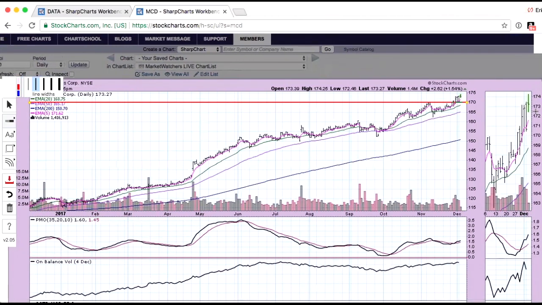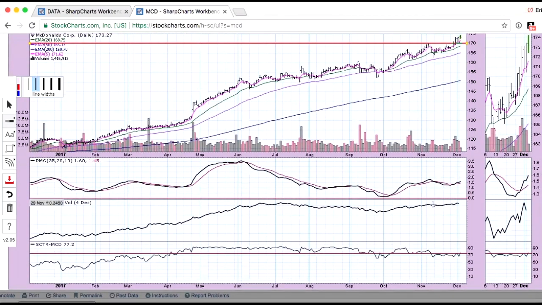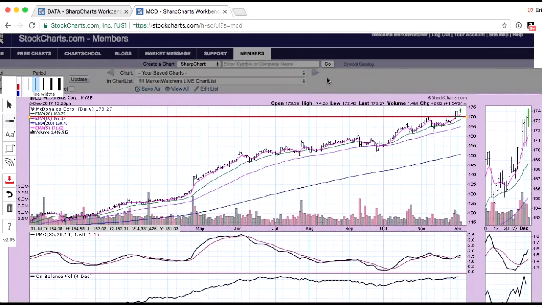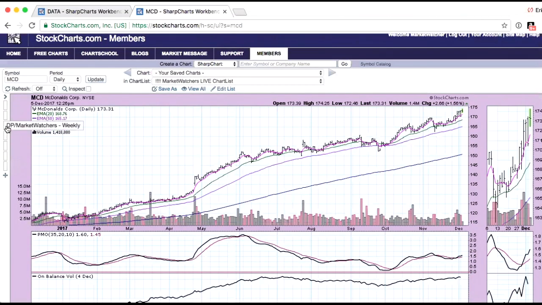Pull it over here so you can see the thumbnail a little bit better. And you can see right now, even, we're up over 1.5%. I would suggest looking at this. I do have that PMO buy signal. This is when I would probably want to go to the weekly chart and take a look. So I'm going to do just that.